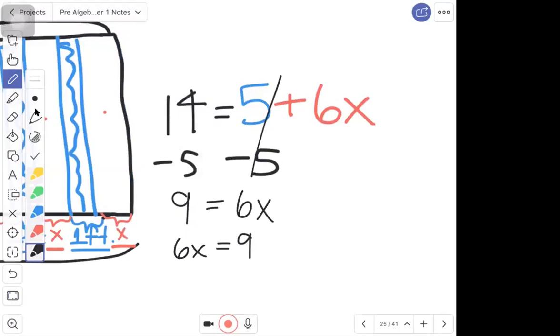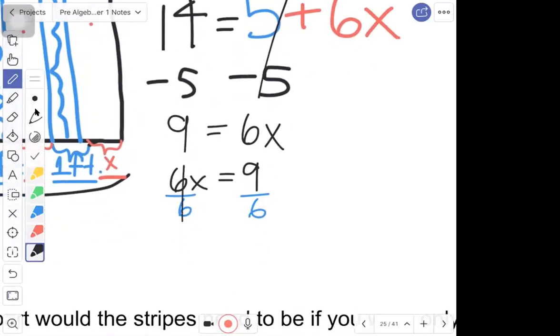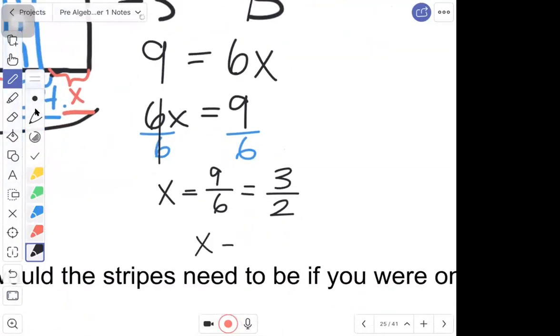And what's our last step, Haley? Divide by 6. Nice. Yeah, to get our x alone. And that will give us 9 over 6. Can we simplify that fraction? And what will it simplify to? 3 over 2. Nice. Thanks. Yeah, so now we have our x is 3 over 2.